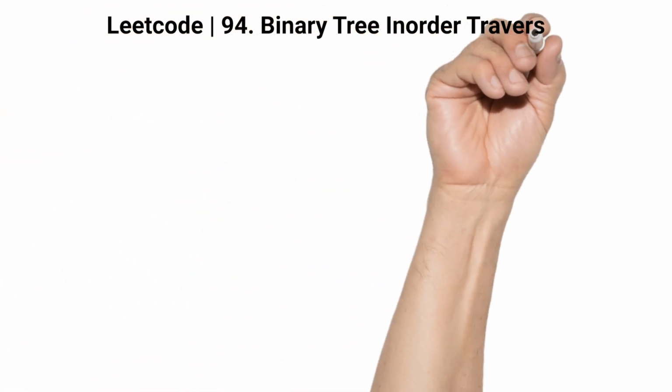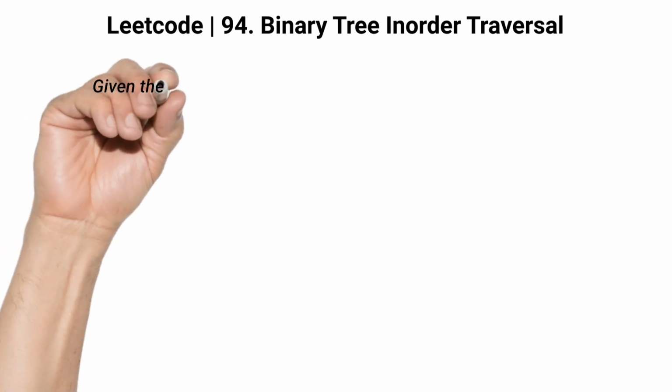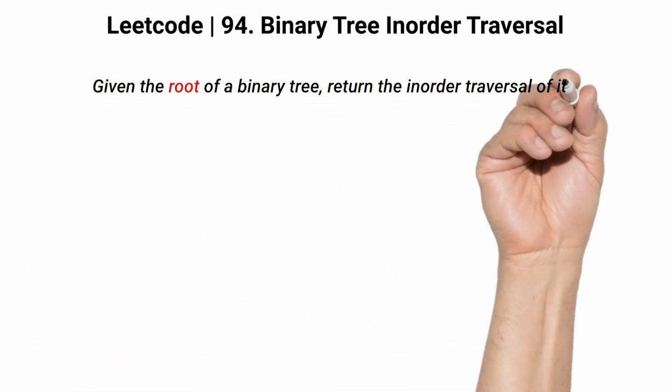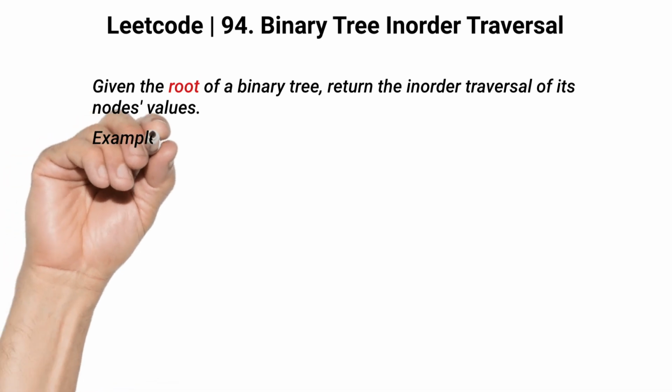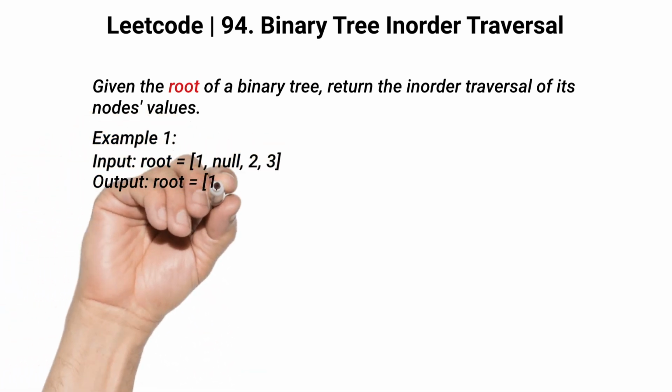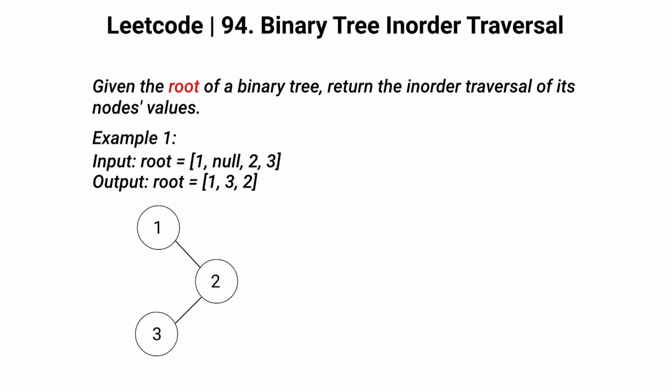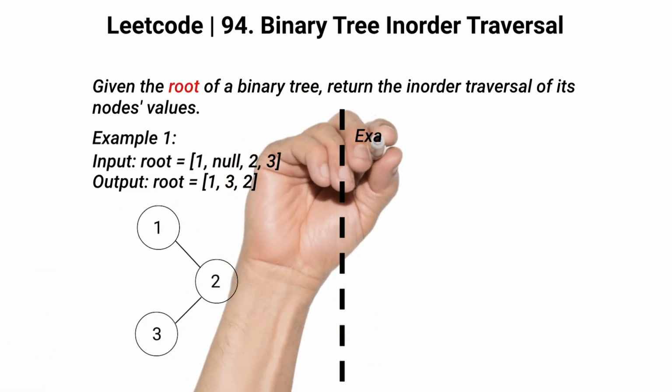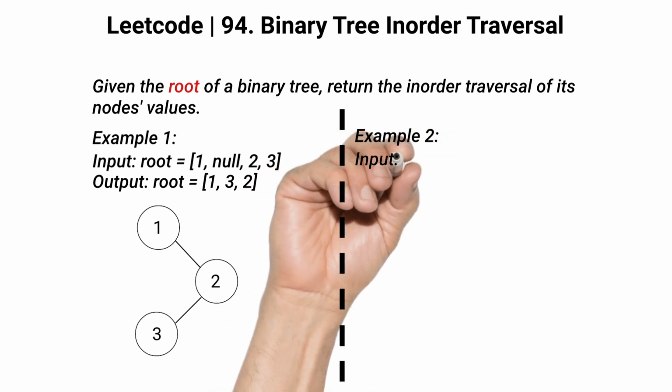LeetCode Problem 94. Binary tree in-order traversal. Given the root of a binary tree, return the in-order traversal of its nodes' values. Example 1. The root is 1, null, 2 and 3. The output is going to be 1, 3 and 2.